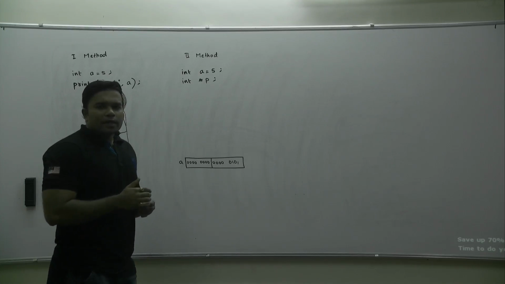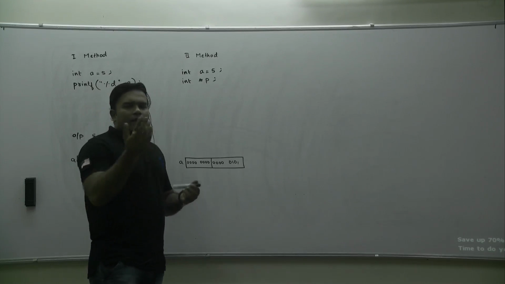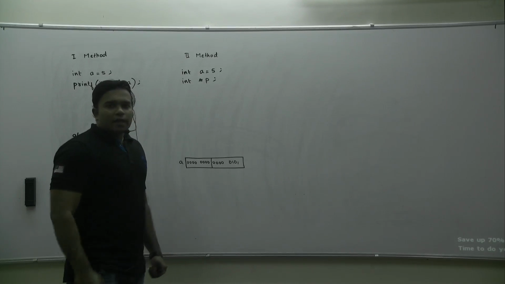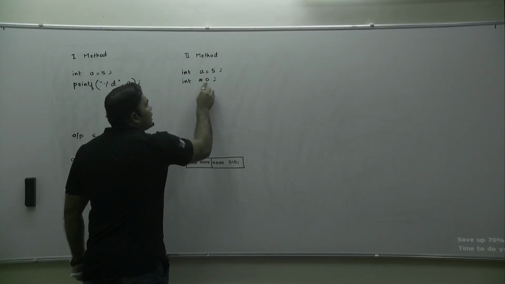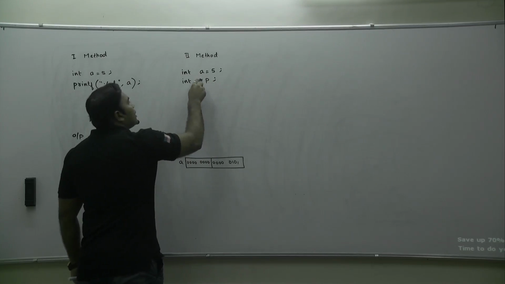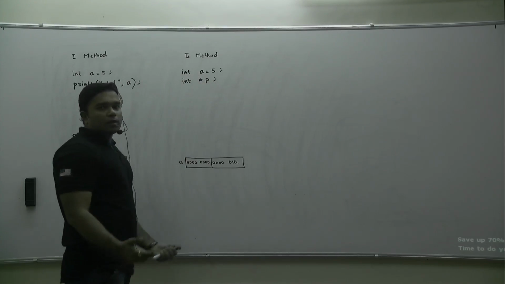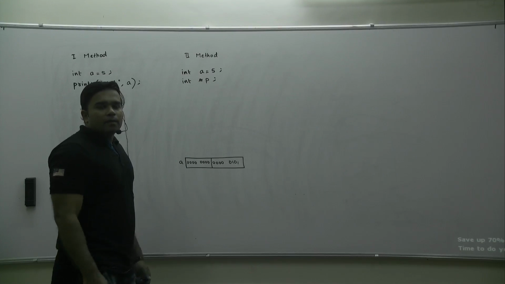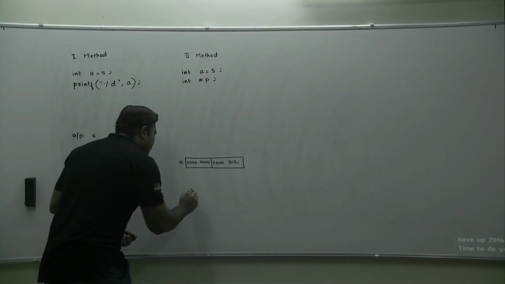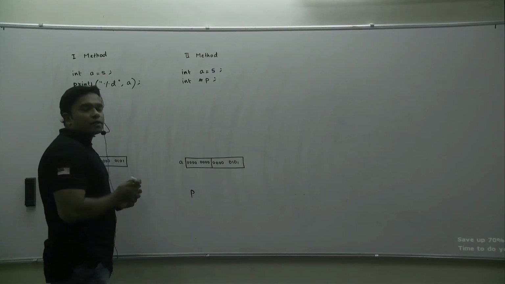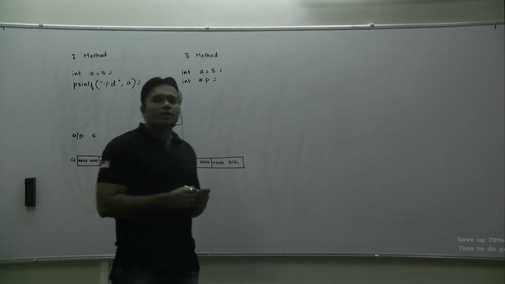Sir, have we created the pointer? 100%. Read. I have taught you the technique of reading. Read it. We never read it as int star p. What will we read it as? P is a pointer to an integer. That is what we read it as. P is a pointer to an integer. So see, like this, P is a pointer which is pointing to an integer.